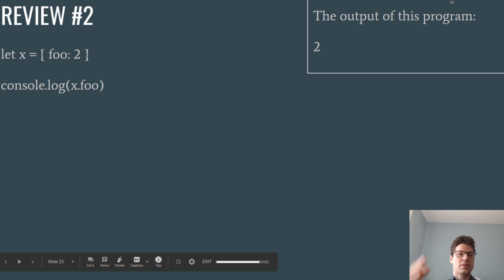So I have an example program right here, 2 lines of code. On the first line I have an object with the property foo. Then let x equals that object literal. The second line is console.log x.foo. Since x has a property foo with a value of 2, x.foo evaluates to 2. So the output of this program is 2.